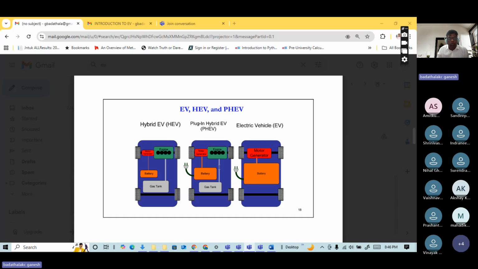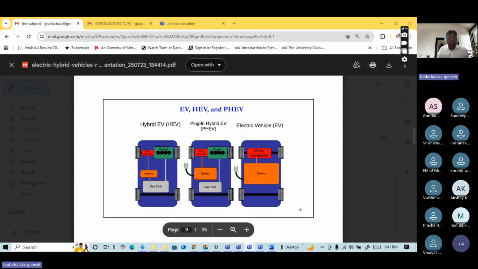But the revolutionary thing in today's technology is the plug-in hybrid vehicle, where we have the gas tank, the petrol tank, in addition to the battery which can be charged efficiently. Mostly we use the battery because the cost is very less. In circumstances when the charge comes down to 0% and there is no availability of battery charging resources, you go for the petrol vehicle. So these are the three types of vehicles that we are having.